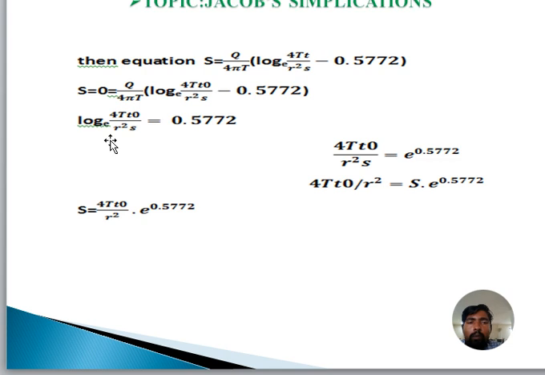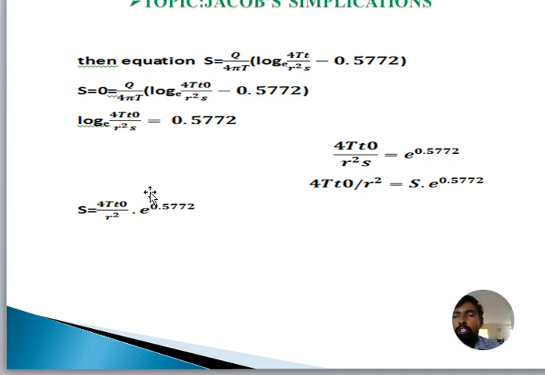So here, 4 T naught by R square S having log e, taking the exponent, gives e to the power of 0.5772. So automatically 4 T naught by R square is equal to S into e to the power of 0.5772. We require only S, since we already know about T. Now we require the S value, keeping only S in that place. So S is equal to 4 T naught by R square into e to the power of 0.5772.